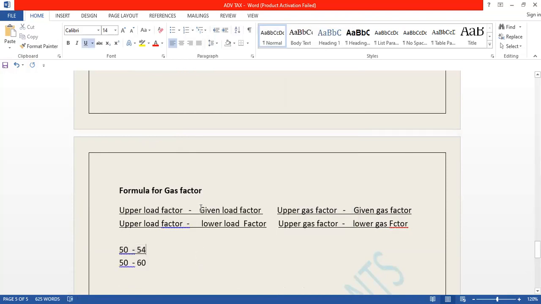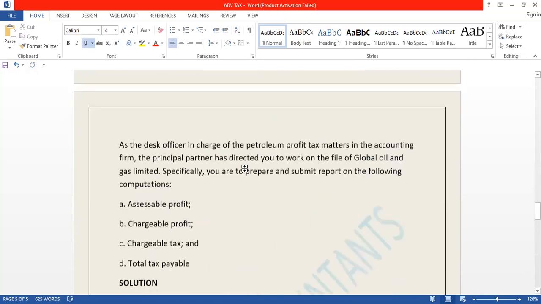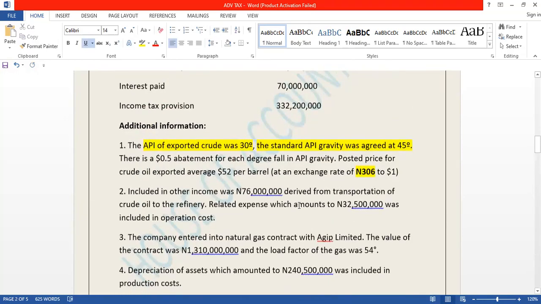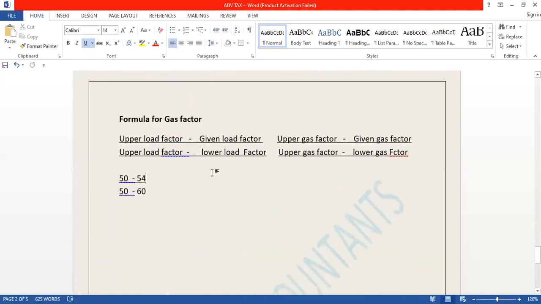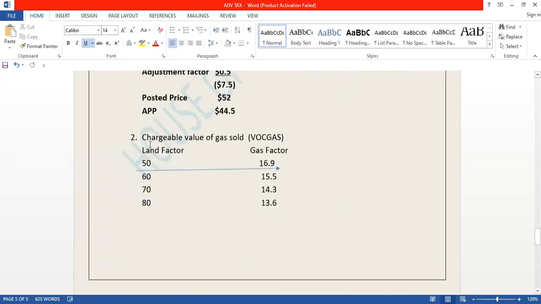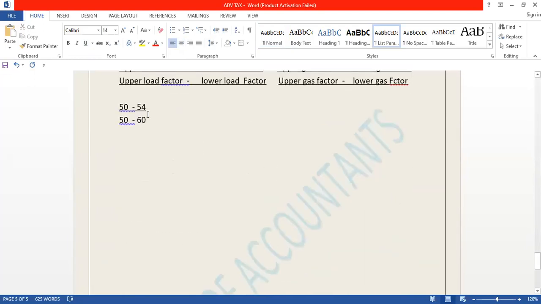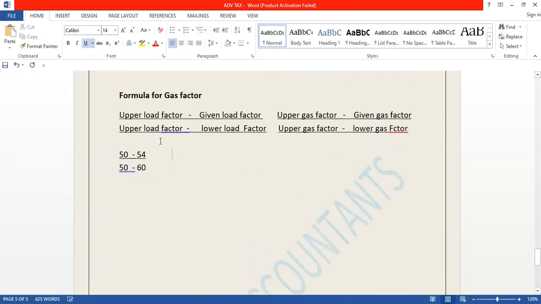Okay, the given load factor. What was the load factor given to us from the question? The load factor given to us was 54 degrees. So we have to pick the load factor given to us, which is 54 degrees. Now the next one says lower load factor. So this is still load factor, it's load. The load factor, this is the line given to us. So 60 degrees is the load factor, which is the lower. So we take this 60. Then we calculate the other aspect of the question using that same formula.